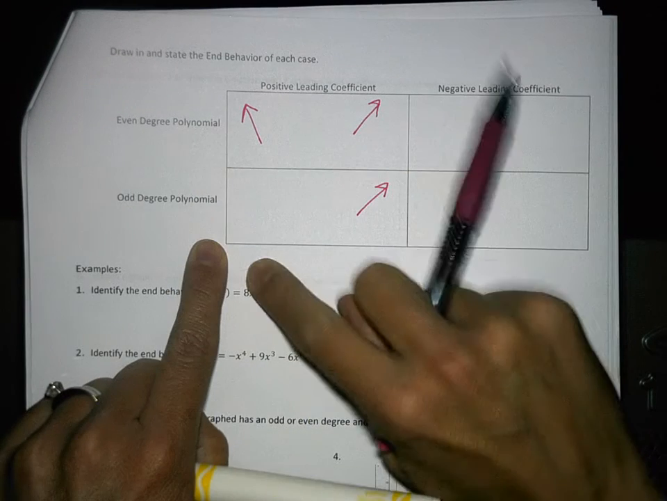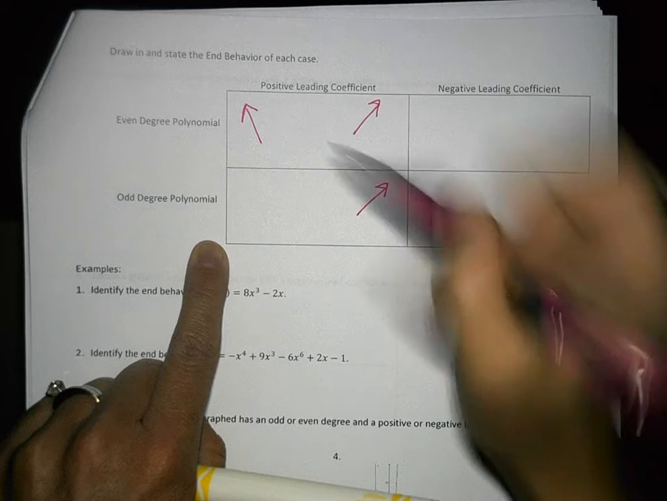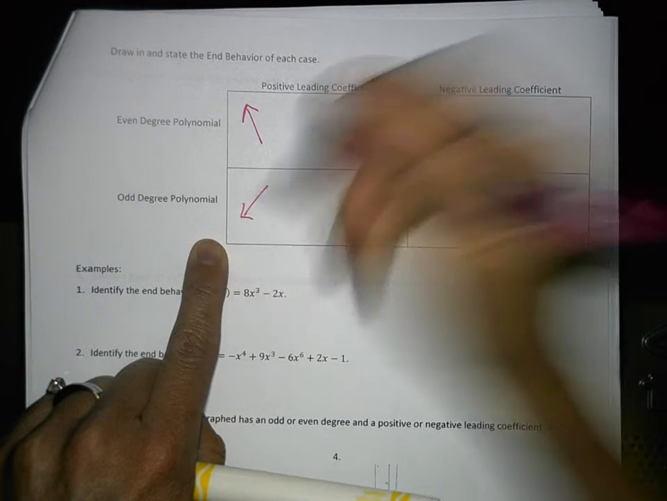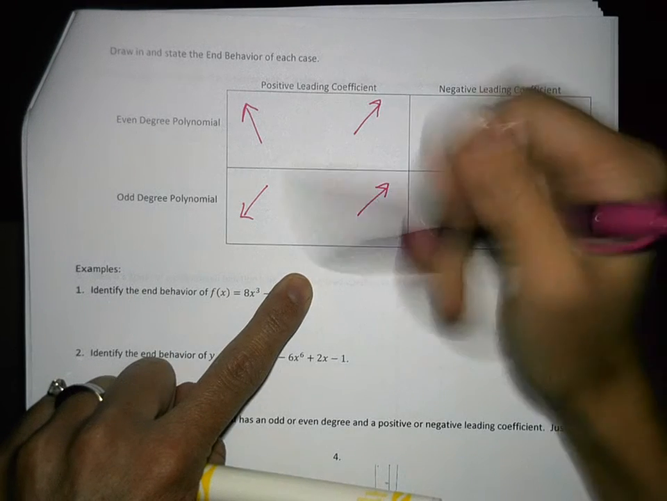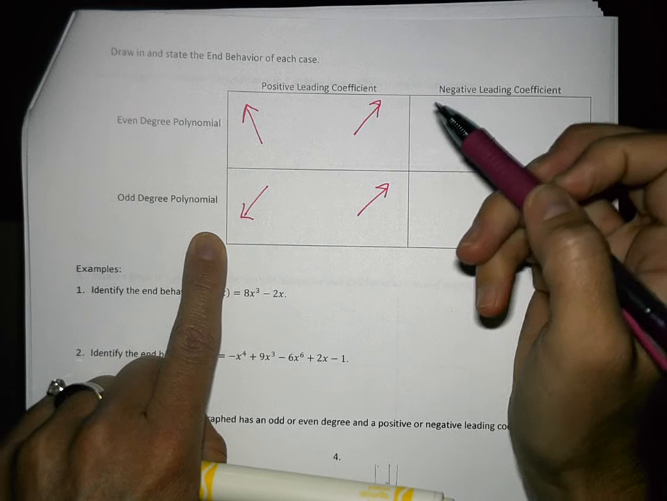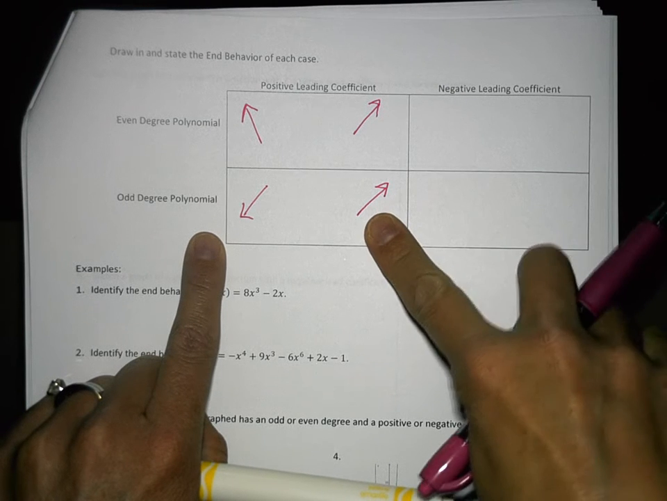What happens with the odd degree here? It goes to negative infinity. So again, other stuff can happen here in the middle, but ultimately the left side's going to go to negative and the right side's going to go to positive.